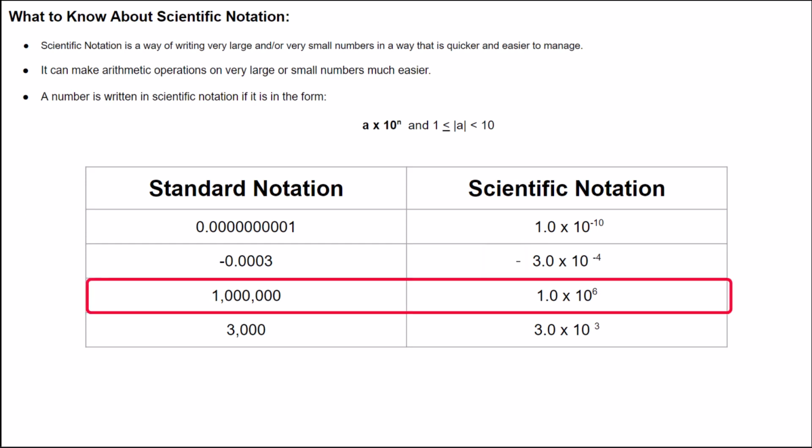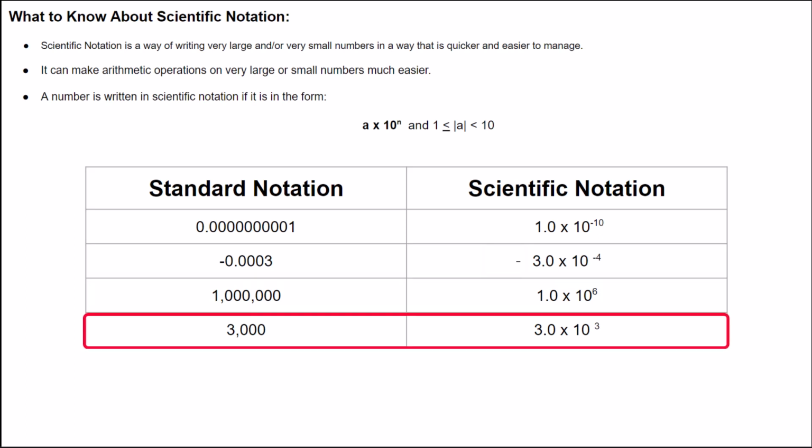The number we have here is 1 million, which we know is a 1 followed by 6 zeros. Since the goal is to get the number between 1 and 10, to write this in scientific notation, you would have to move the decimal place 6 times, which will give you 1 times 10 to the 6th. The reason the 6 is positive here is because, from scientific notation, you would have to multiply 1 by 10 to the 6th to get the number in standard notation, or 1 million.